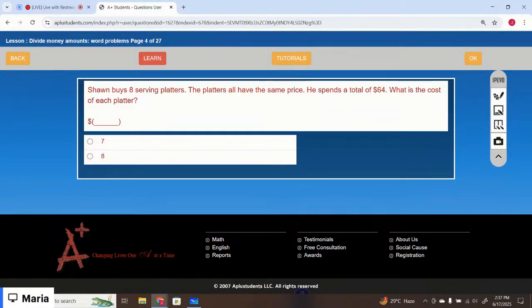Shown by 8 servings platter. The platters all have the same price. He spends a total of $64. What is the cost of each platter? So which is the option? That is the option number two is the correct option.